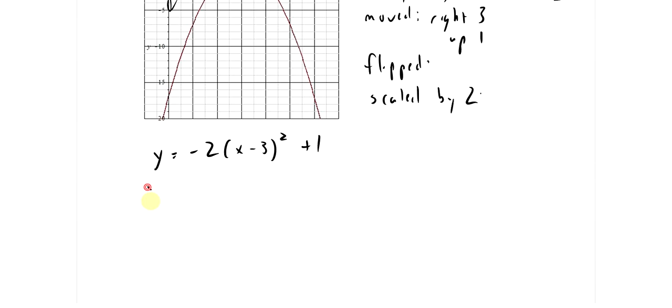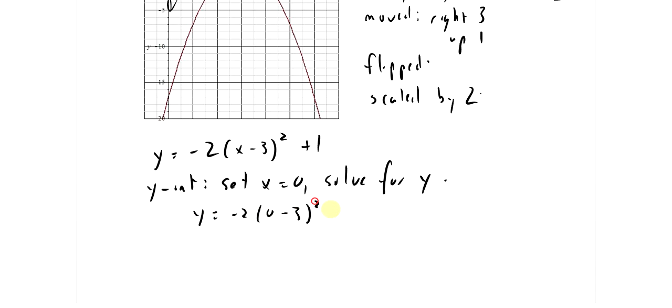What is the y-intercept? How do you find a y-intercept? Set x equal to 0 and solve for y. Finding the y-intercept is always easier than finding the x-intercept. So the y-intercept is minus 2 times 0 minus 3 squared plus 1. This is minus 3 squared is 9, so we get a minus 18 plus 1, minus 17. And if we look here, minus 17 is where it crosses the y-axis.